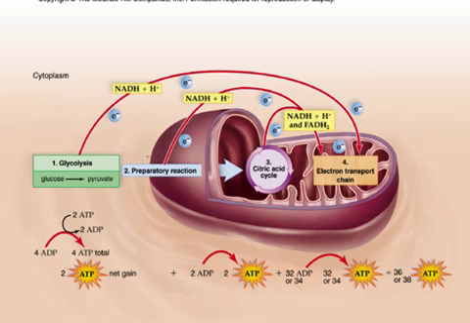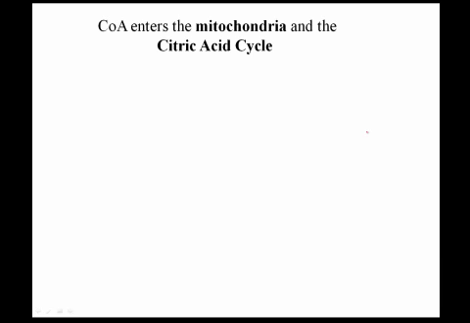So glycolysis is followed by the preparatory reaction. That preparatory reaction produces the acetyl-CoA, and now that acetyl-CoA is going to feed into the next step, which is the citric acid cycle, which occurs now inside the mitochondria. So acetyl-CoA enters the mitochondria, and that feeds into the citric acid cycle.